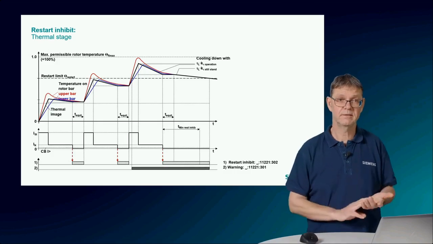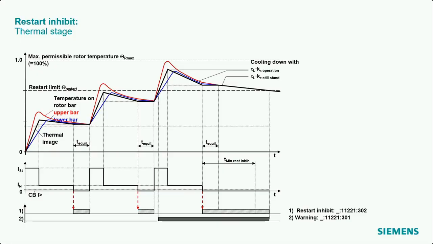Okay, here I have a curve basically for the thermal stage of the restart inhibit function. We have here the starting phase, so the motor is starting, then the motor is running for some time, and then the motor is switched off, and then I have two more cycles like that. And you see two things.